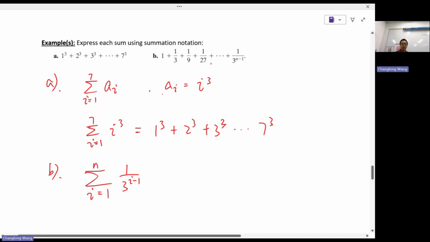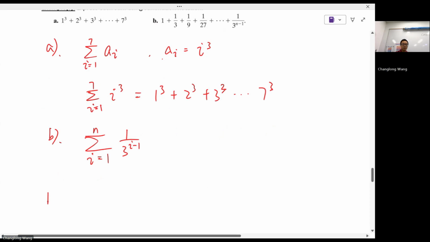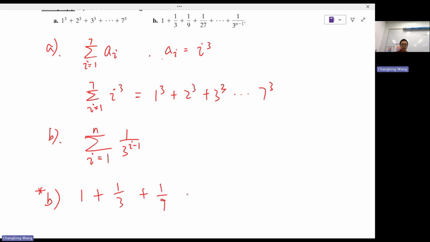I rewrite letter B as 1 plus 1/3 plus 1/9 plus ... 3 to the 9th power. Forget that you have figured out what the generic term looks like. If I'm asking you how many terms are there adding up in the sequence, would you go with 9 or 10? 10. So the question is, how would you alert yourself that a lot of people might go with 9?